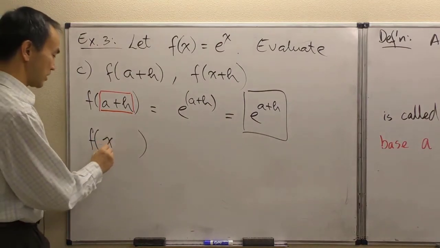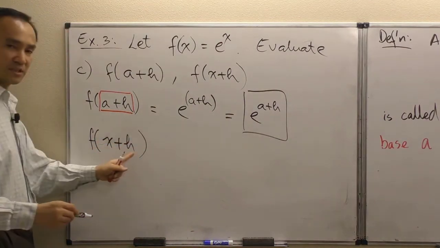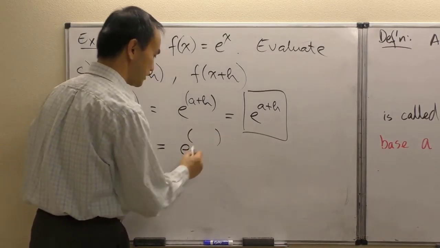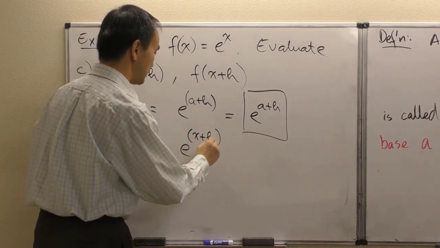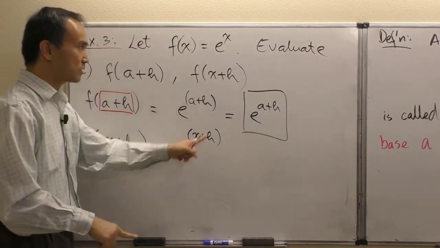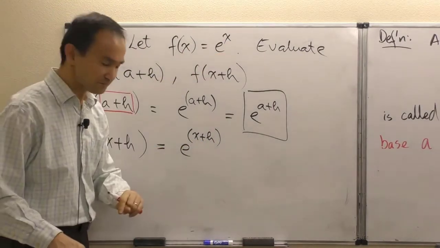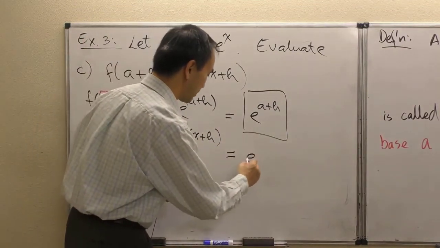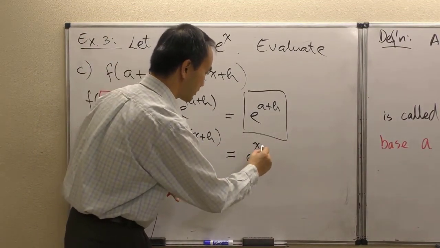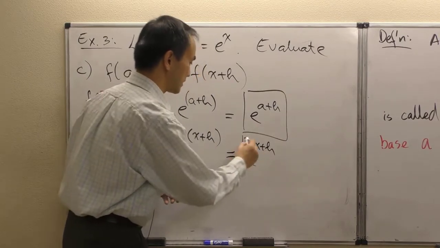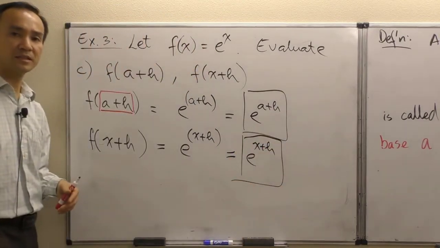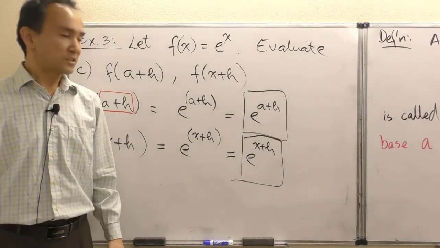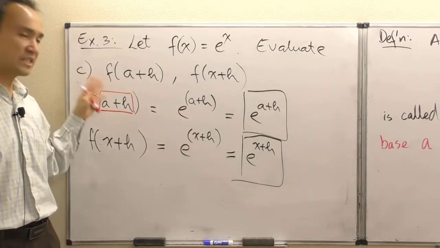How about x plus h? f of x plus h. Again, base e we raise to the input, which is x plus h. Substituting x plus h into the place of my x, I have to use parentheses. So I'm going to use one more step that shows how I take away the parentheses. Now it's e to the x plus h. And that's part C of the example.